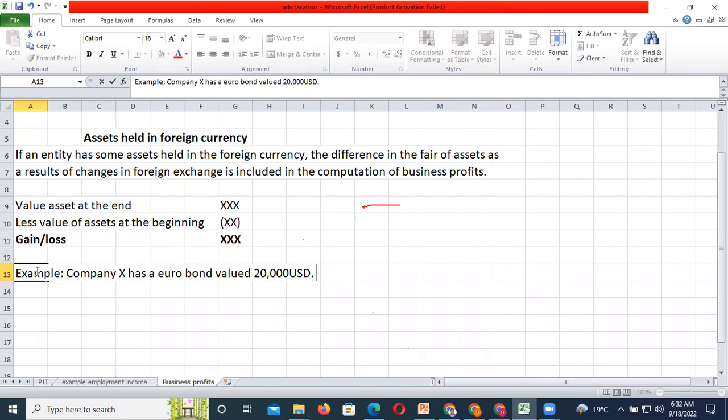So is the translation made every year, or just once at the acquisition of the asset? As long as you still have those assets in foreign currency, every year you have to assess.